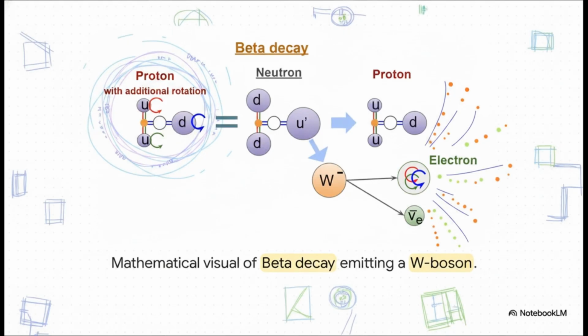Because that new neutron state is structurally unstable, mostly due to the awkward mass balance of those flipped quarks, it really wants to return to its baseline. So it essentially just sheds that extra rotational energy in the form of a W boson. That W boson then immediately decays into an electron and an antineutrino, allowing the core geometry to snap right back into being a stable proton. That whole process, that's beta decay, visualized entirely through structural geometry.